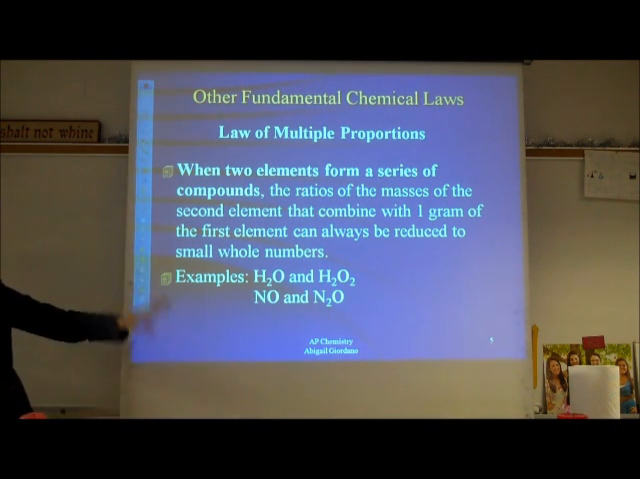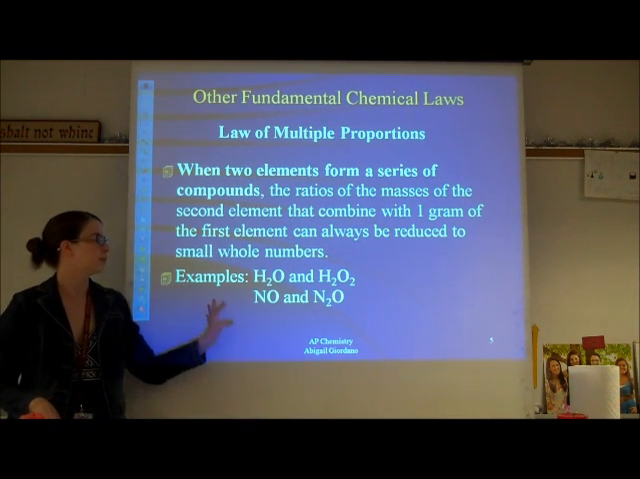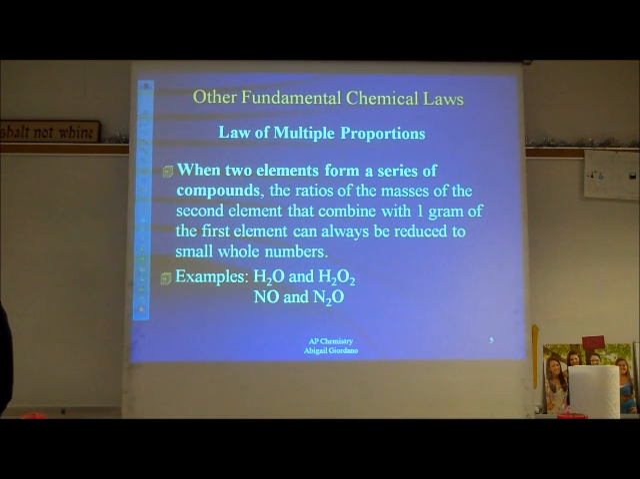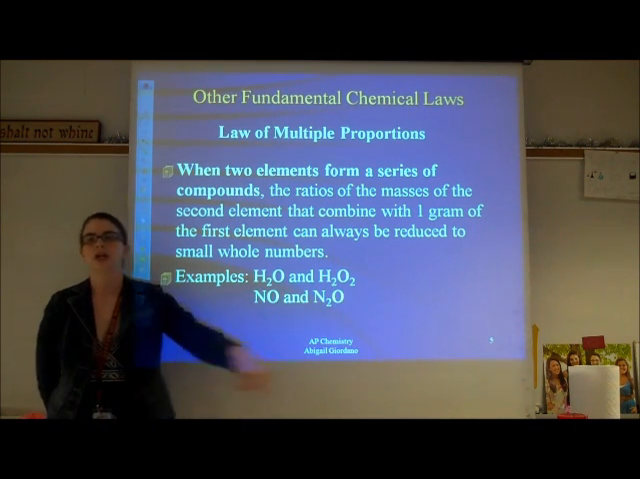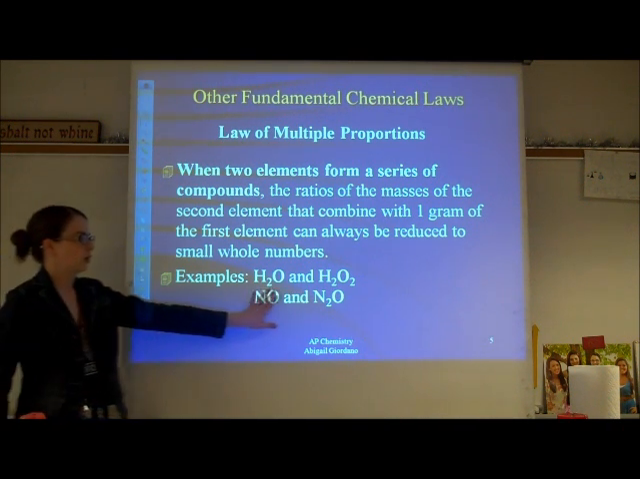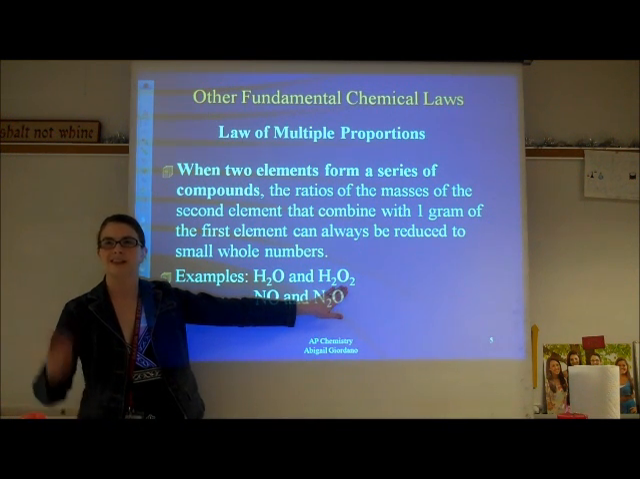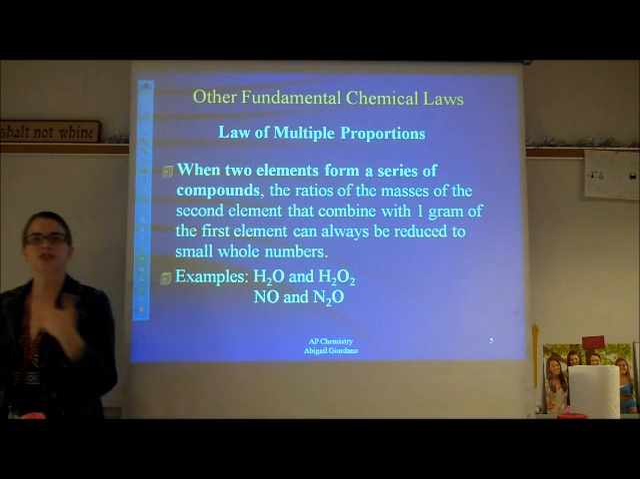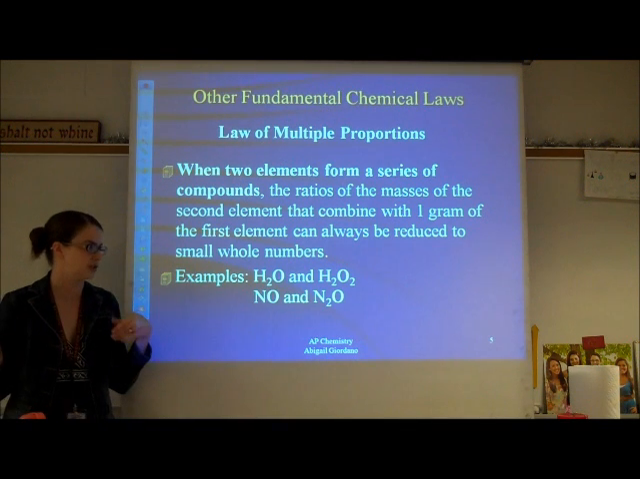This one is a little harder to explain. Where I want you to focus is this second bullet right here. The law of multiple proportions basically just means you can make different compounds. These are different compounds using the same elements in different ratios. We all know this is water. Does anybody know what this compound is? Yeah, hydrogen peroxide. You skin your knee, you put it on there. It's a cleansing agent or sterilizer.